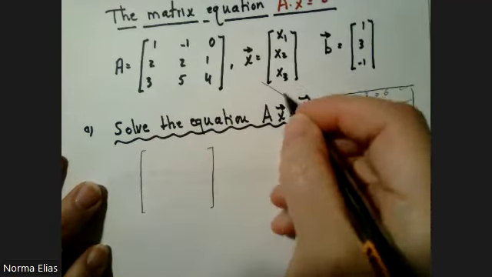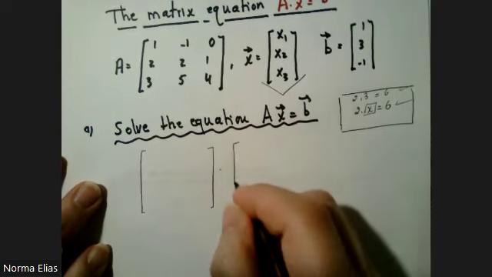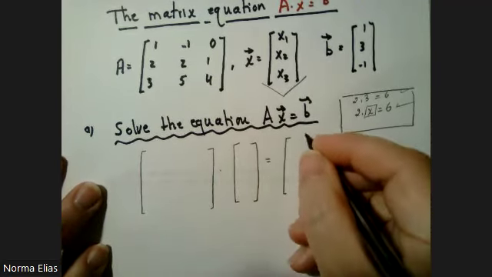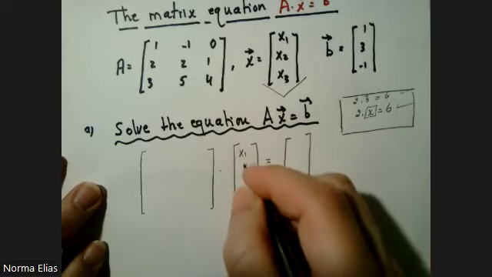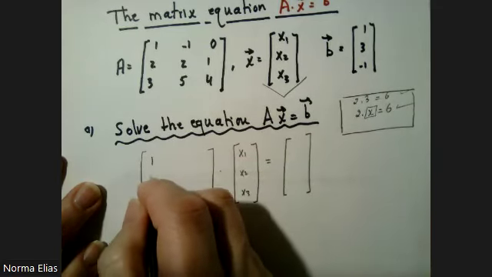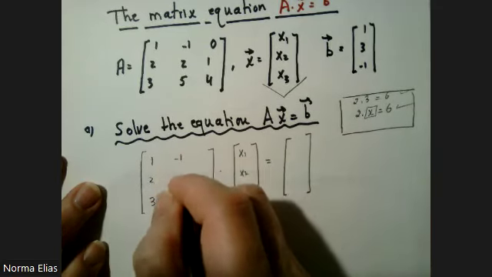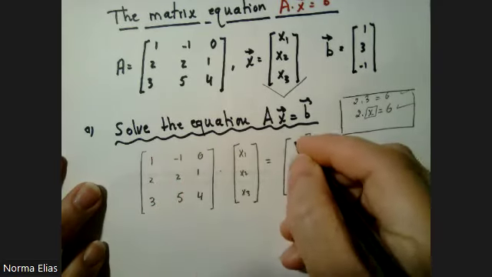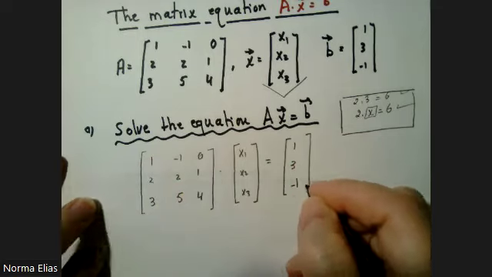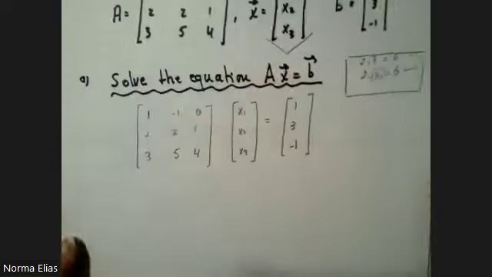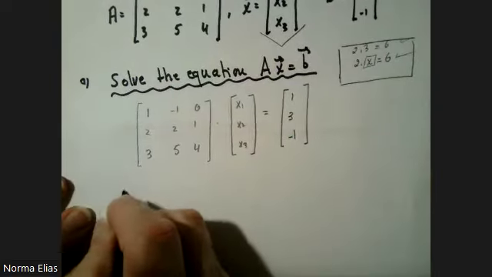X is my unknown. And I need to find x1, x2, x3, such that when I multiply this by that, I get the vector 1, 3, minus 1. Okay, that's what it means, solve the equation AX equal to B. So now you can just follow the definition.